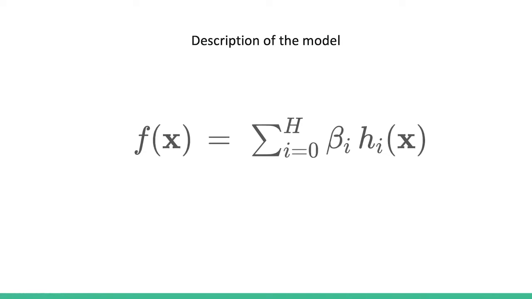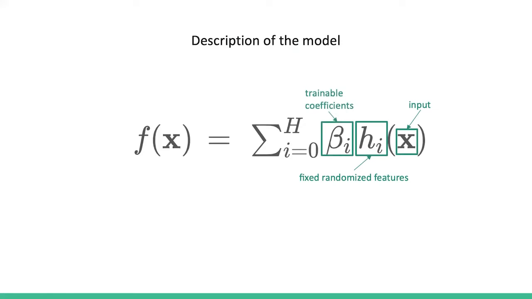Suppose in practice that you have a generic function approximation task where we denote by x the input vector, and by f of x the model that we want to train. We compute this function by linearly combining a number of randomized features. You have a capital H number of functions h of x that compute this transformation. Then you combine these randomized transformations of the input with these beta i coefficients, which are the only trainable coefficients in this equation.